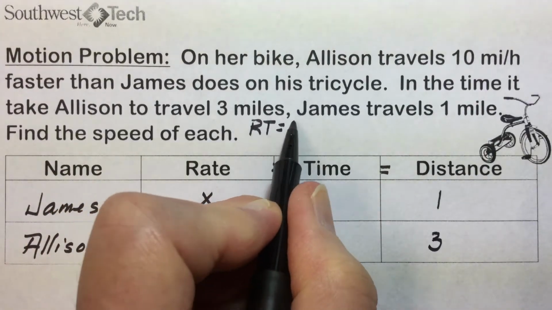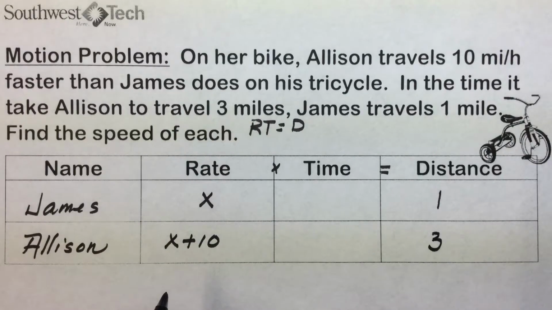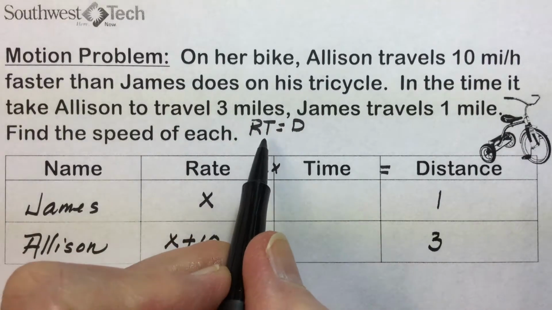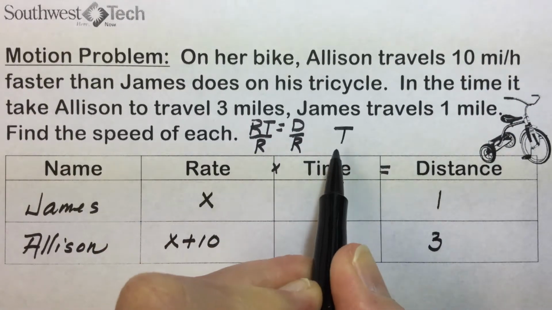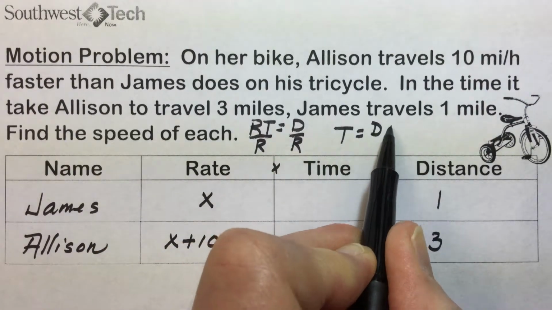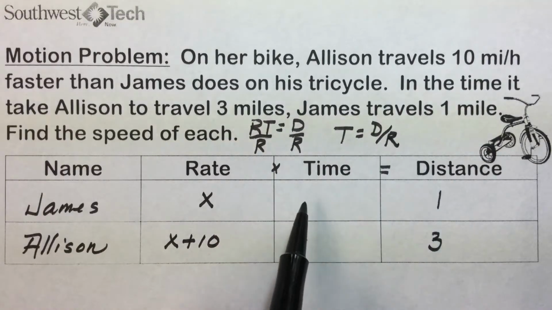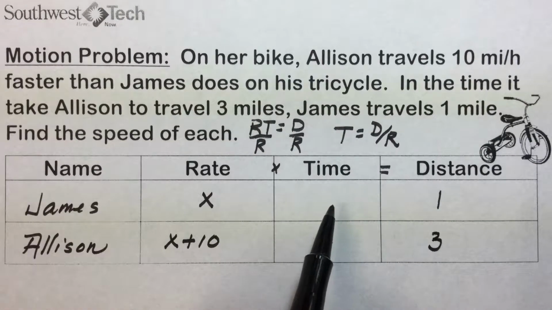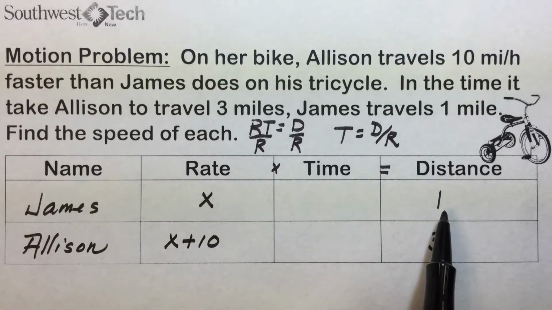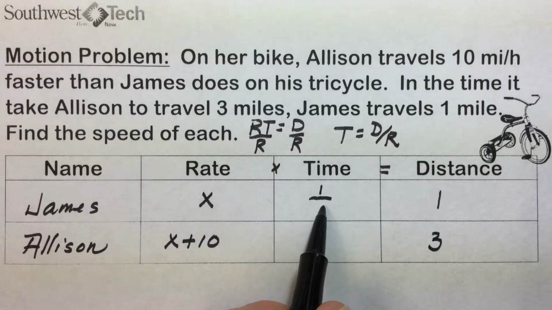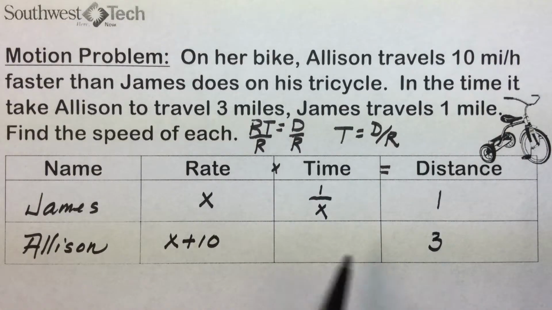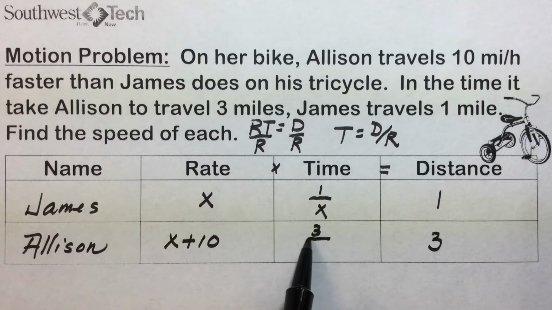RT equals D. If we solve for time, we'll divide both sides by R, and we end up with time then is equal to distance over rate. So to fill in our time column, we'll do exactly that with the values that we have. Our distance for James is 1. We'll divide that by his rate, which is x. Likewise, Allison, her distance is 3 in a rate of x plus 10.